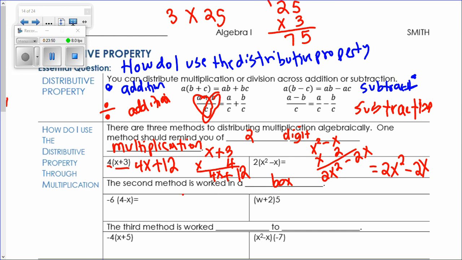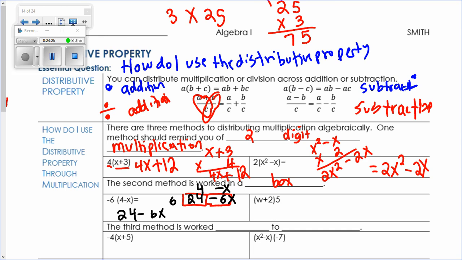So create your box. And above that box, we're going to put 4 and then negative x. And we're going to multiply 6 by each of the terms inside of that parentheses. So 6 times 4 is 24. 6 times negative x, remember the number comes first, so minus 6x. Okay, so your final answer here is 24 minus 6x.